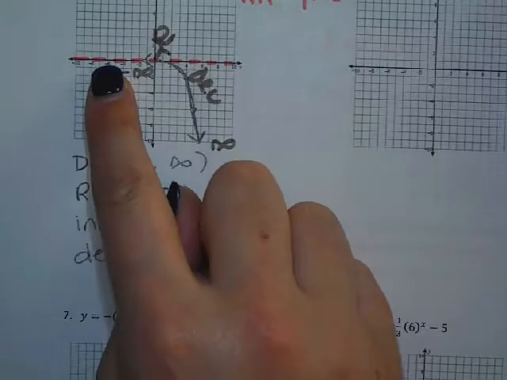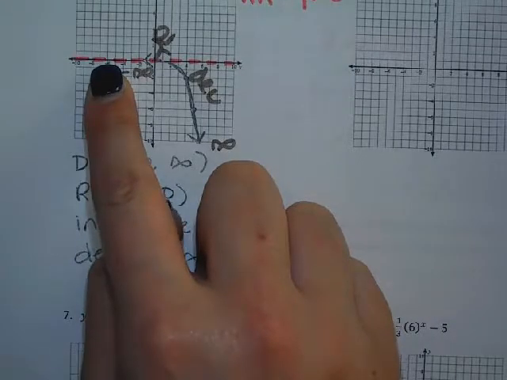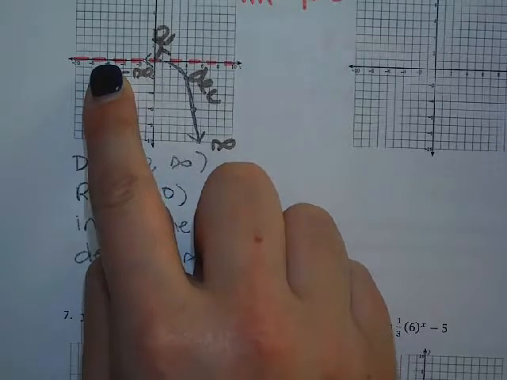It should be graphed as a dotted line because in math, that's how we show that something is not really there. It's like imaginary, but it's important. Okay? We don't graph it as a solid line.